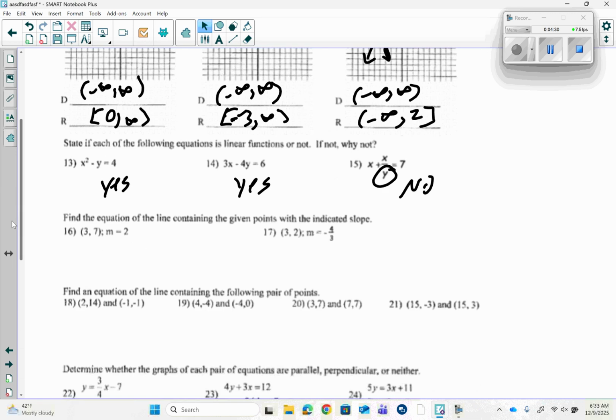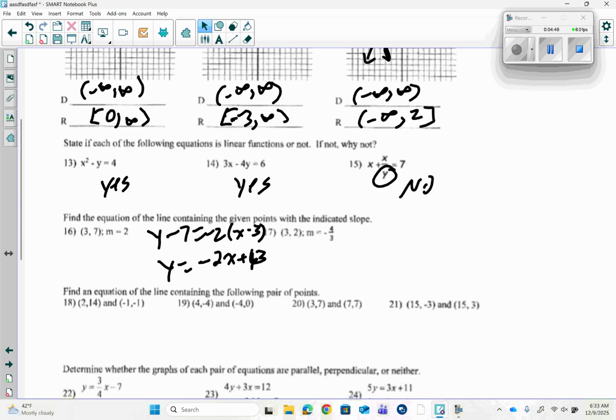Find the equation of the line. So we're going to plug in a point slope first. So I'm going to get y minus 7 equals -2, x minus 3. And this is the equation just like that. We might have to solve it for y: we can multiply everything by the 2 and then add 7 to it. So that becomes a 13.